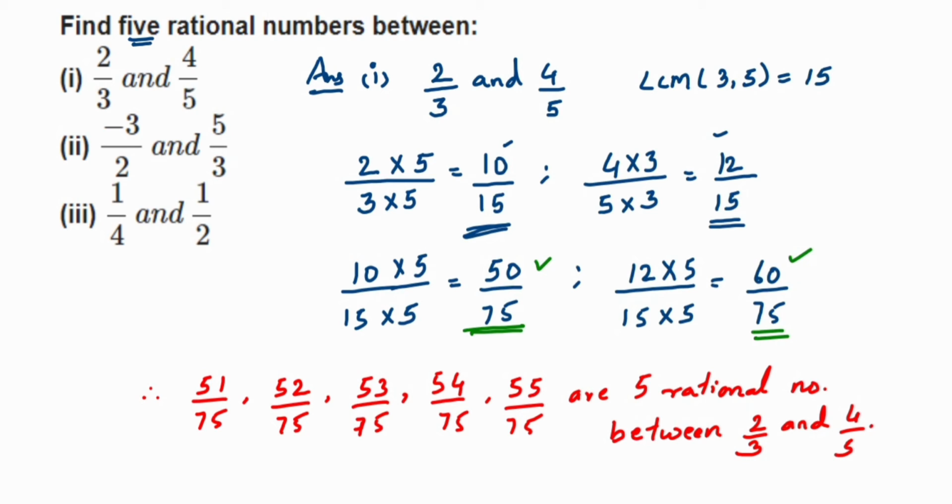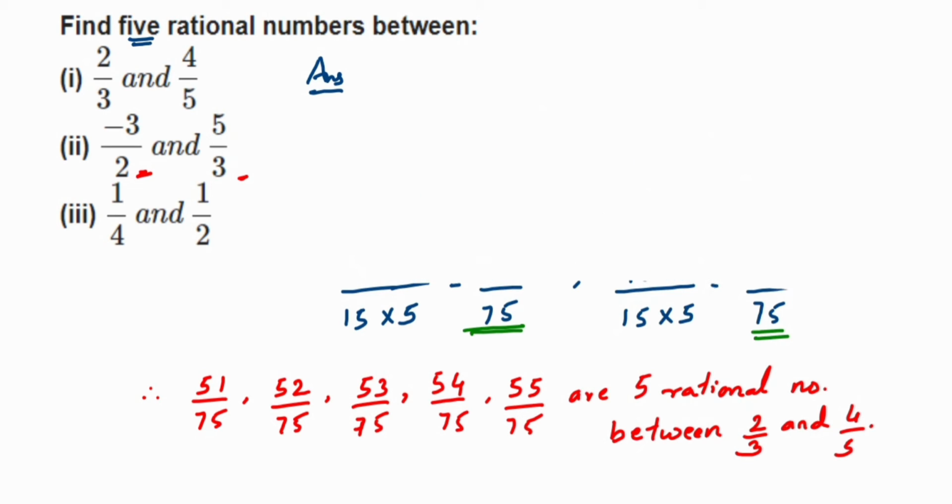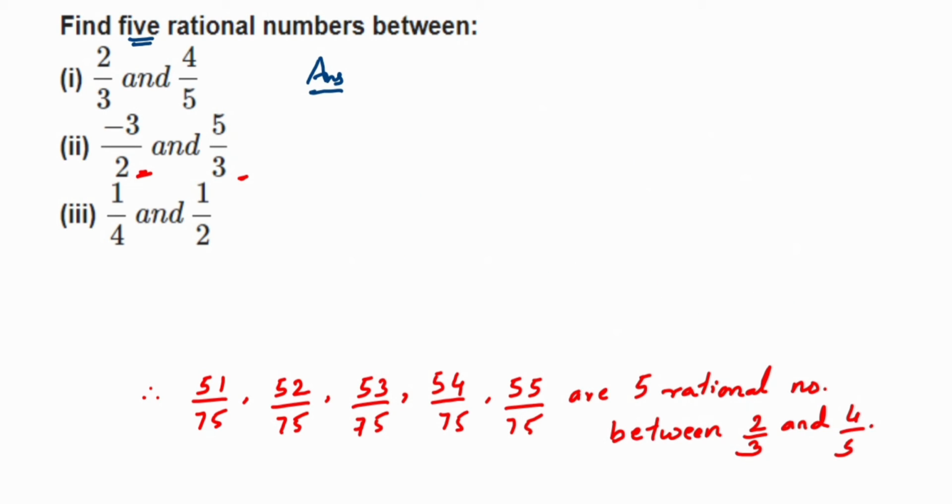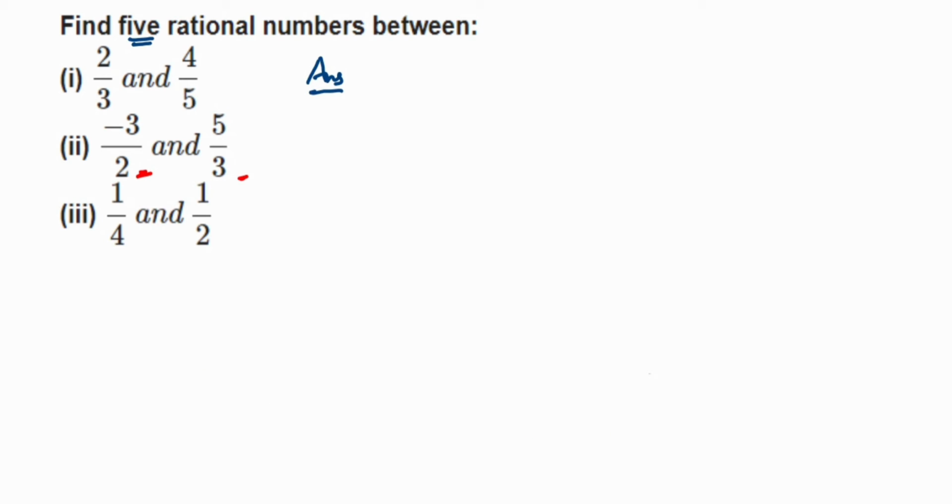Okay, this was the first question. Let's go for the second one. In second one we have minus 3 upon 2 and 5 upon 3. So let's start solving the second one. Now again, if you see the second question, the denominators are not same. So again we have to make it same by taking LCM. But before that, let us write down the question. It is minus 3 upon 2 and 5 upon 3.